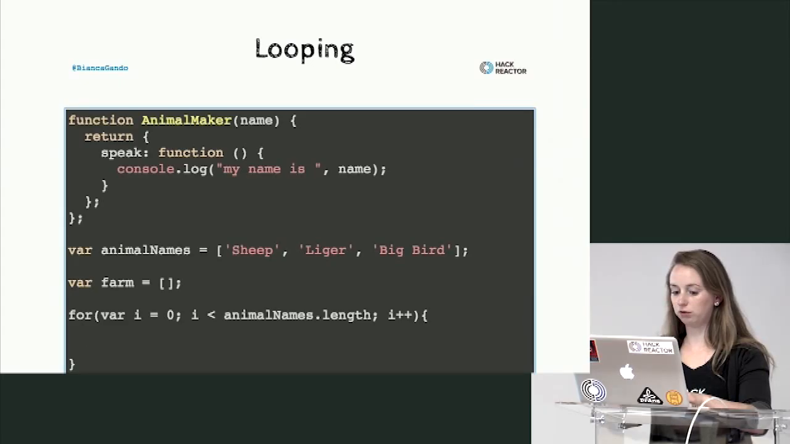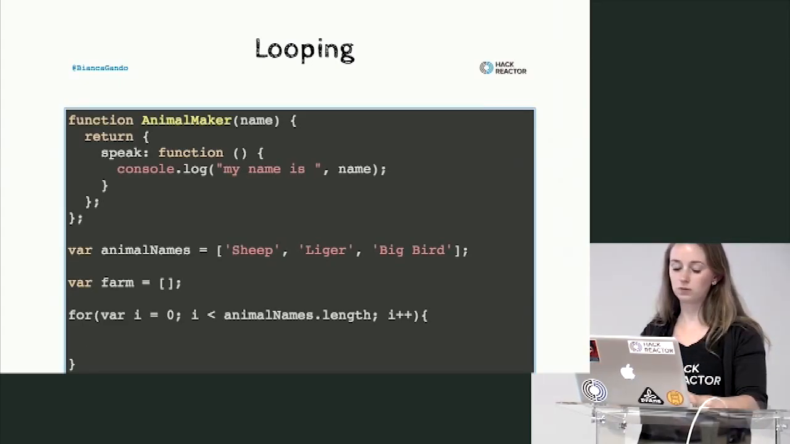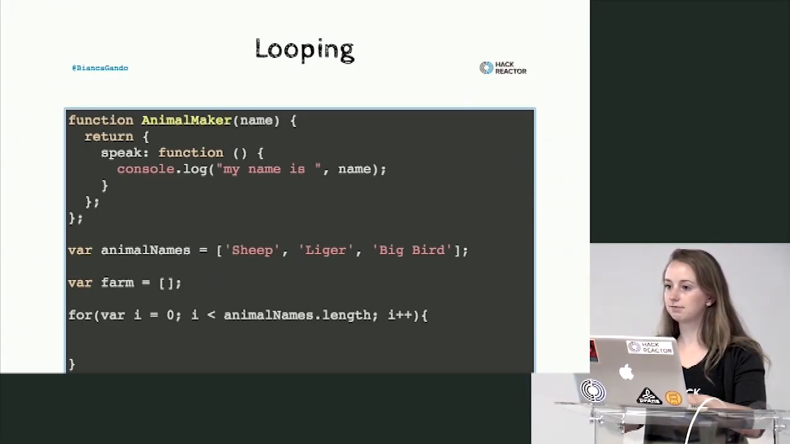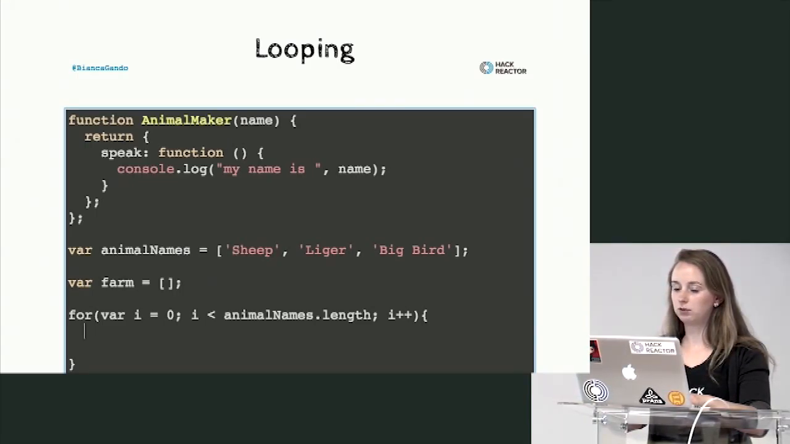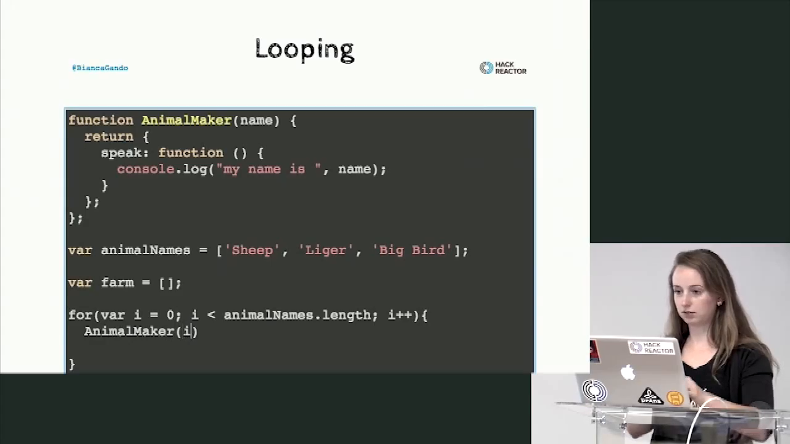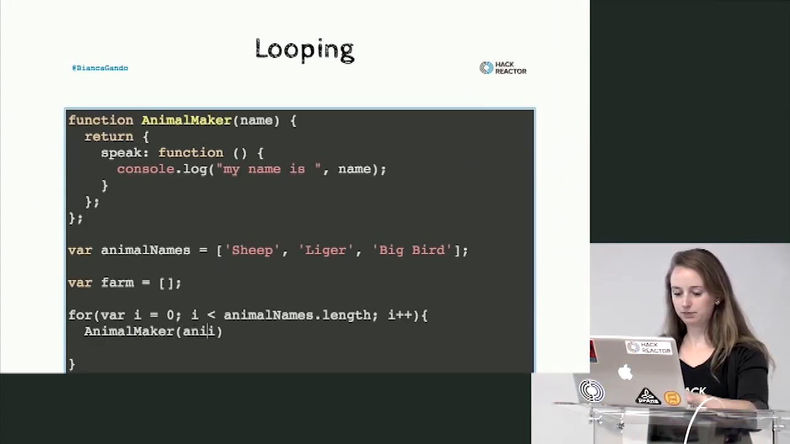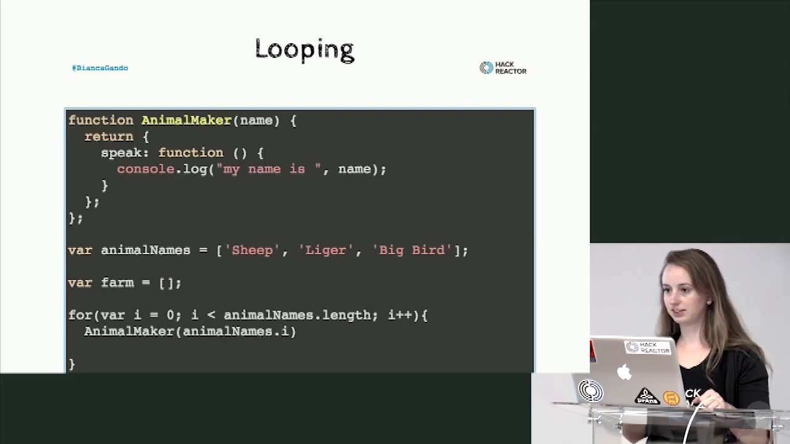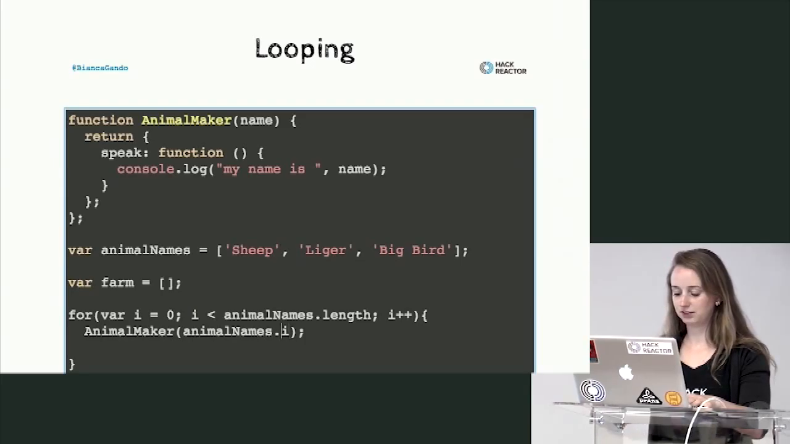Okay, so I wrote my for loop. This loop is going to loop through all of my animal names. And now I want to create an animal object for each one. Call animalMaker and pass in the index. Pass in animalNames by index. Taking some liberties with syntax. Like that? Bracket. Bracket. And then what?